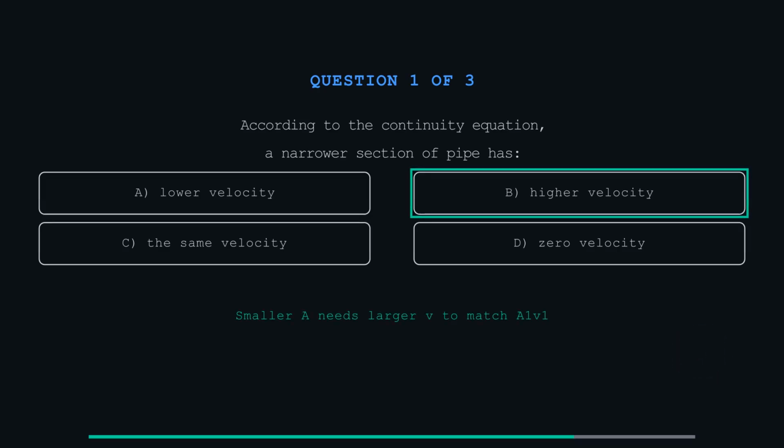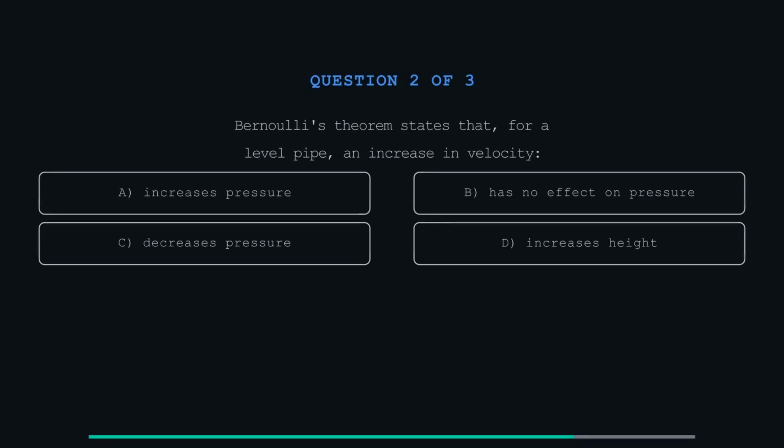The correct answer is B. Smaller A needs larger v to match A1v1. Read the question and select your answer. The correct answer is C, P and v trade off at constant height.